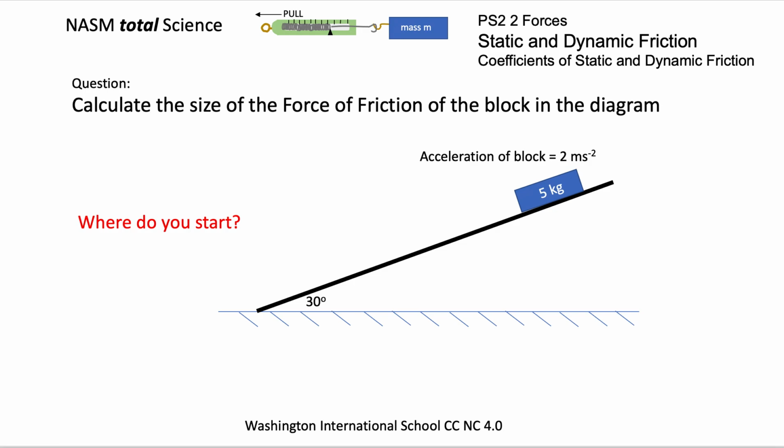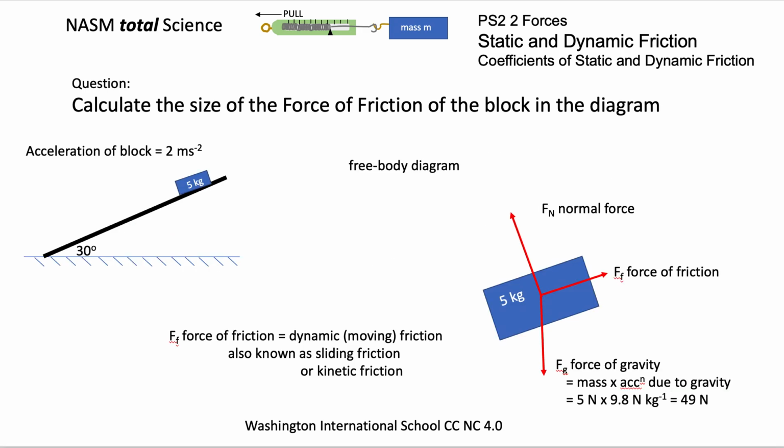And we're also going to do a calculation, actually from the start of class. We want to calculate the force of friction on the block in the diagram. Here we've got an acceleration, we've got an angle, and we know the mass of the block. So where do you start? Pretty much where you start on all of these, we're going to draw a free body diagram. And again, you've got your normal force perpendicular to the slope of the ramp. You've got the force of friction and the force of gravity acting on the block.